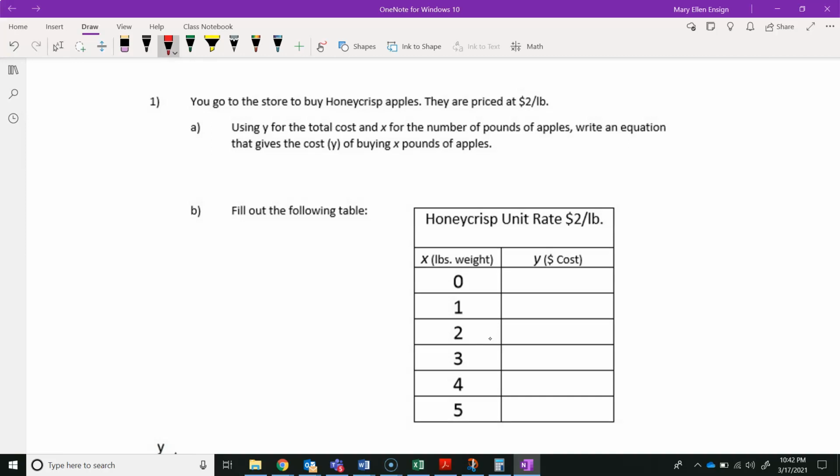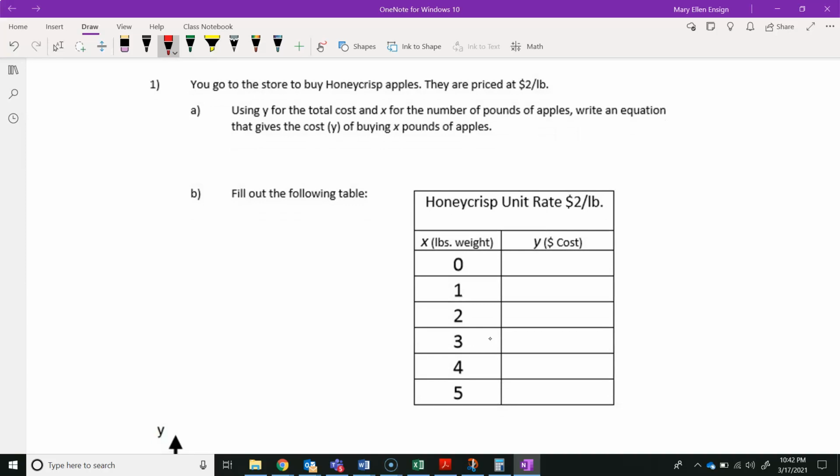So sometimes I think it's easier to fill out the little table first. Okay, so if I buy 0 pounds of apples, if I go in and I don't end up buying anything, well, my cost is going to be $0, right? That sort of makes sense. Okay, now I go and I buy 1 pound of apples. It's $2 for every pound. So if we think about it, my total cost is going to be $2.